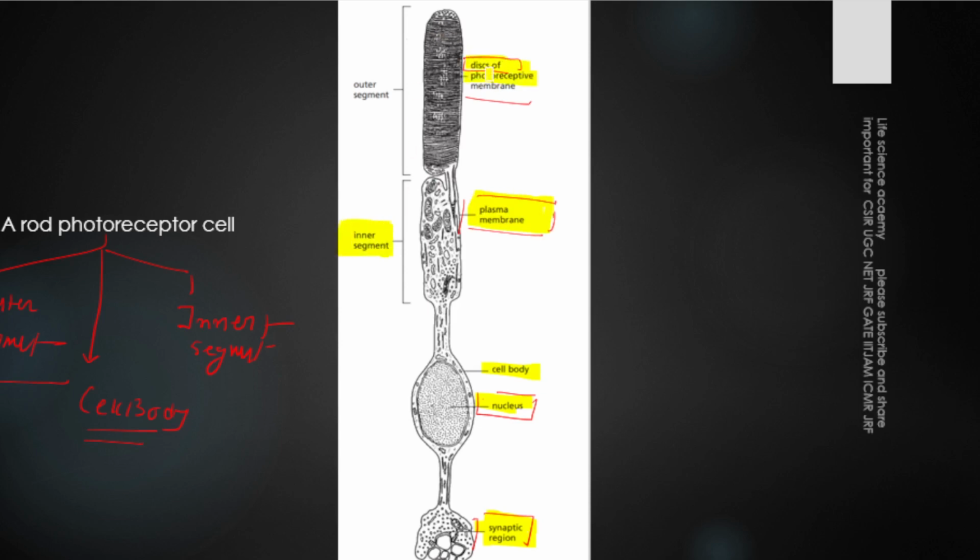There are lots of discs present, and in the discs there is a receptor for light. What type of receptor is this? This receptor is a GPCR type.